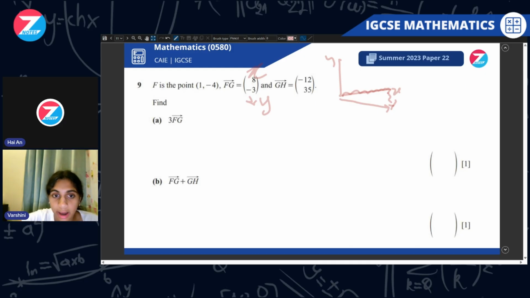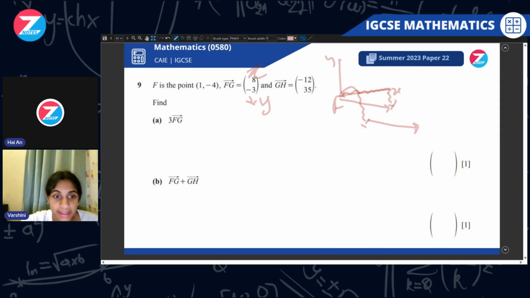And this is not vector g, but it's vector fg. So over here it's assuming f is at 0. But if f was at (1, -4), which would be 1 on the x-axis, and again 2, 3, 4 over here, then vector fg is going to look somewhat like this. Okay, so now first let's do the first question.